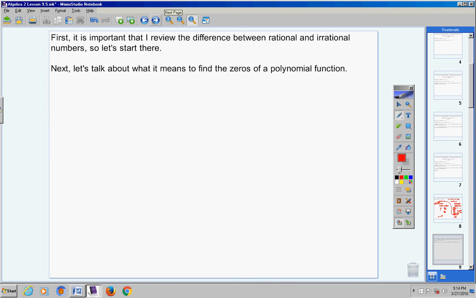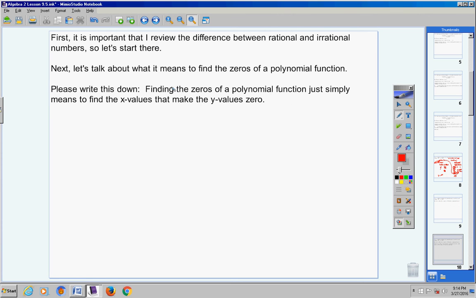Now let's talk about what it means when I say to you, find the zeros of a polynomial function. Okay, let's talk about this. Write this down. Finding the zeros of a polynomial function just simply means to find the x values that make the y values 0. Please copy that down.